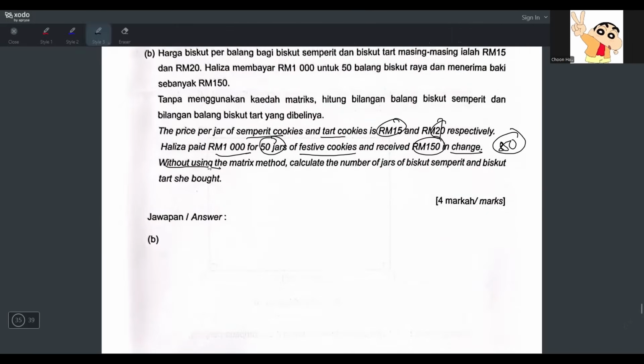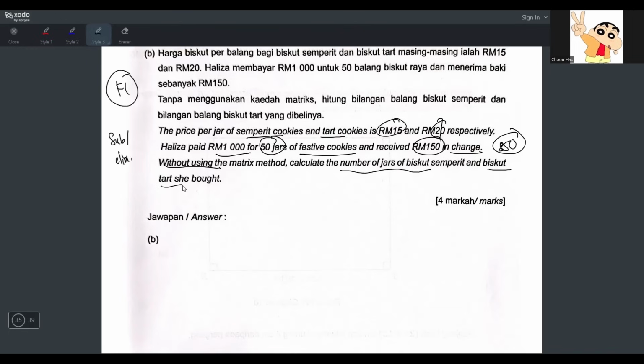But this time they say without using matrix method. It means you use the substitution or elimination method. You learn this in form 1. Okay, the substitution elimination. And then they say calculate number of jars of biscuit separate and the biscuit tart she bought. Okay, first step is to write down the two equations. And I already mentioned this the third time in this video already. Yeah, the tips will be the same.